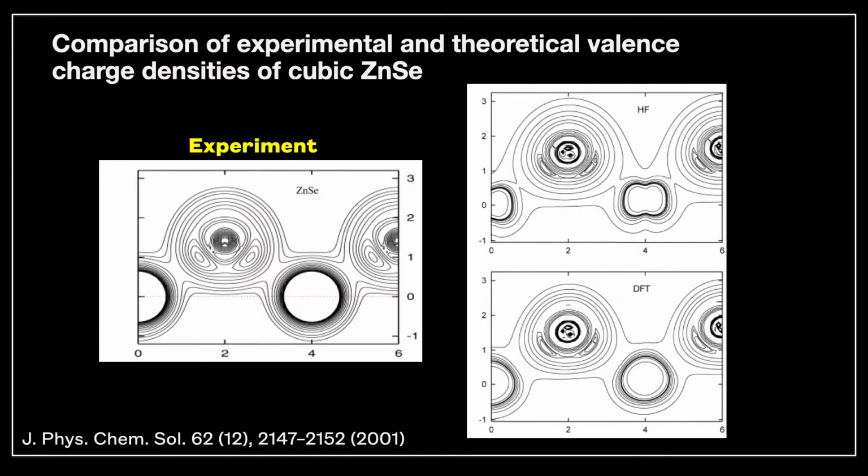So before I move on to listing the pros and cons of LDA, I'd like to show you this plot here, which is always a very interesting plot, which is the isosurface, iso-density surface for a specific example, zinc selenide. And we compare here between the experiment and DFT.